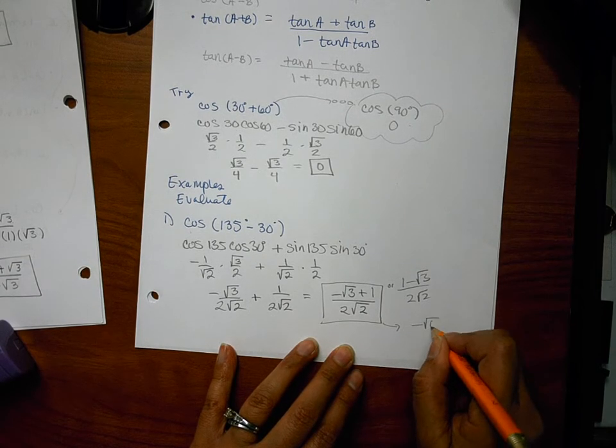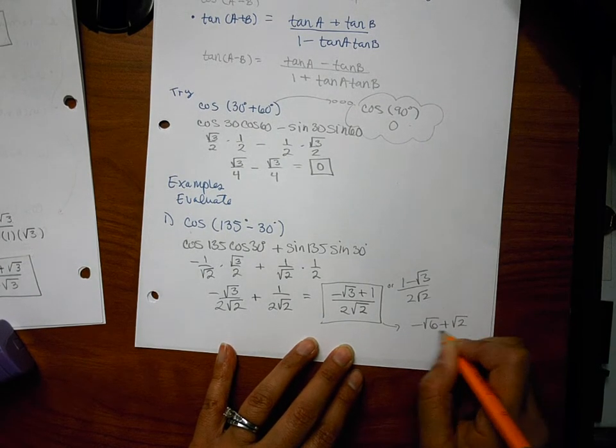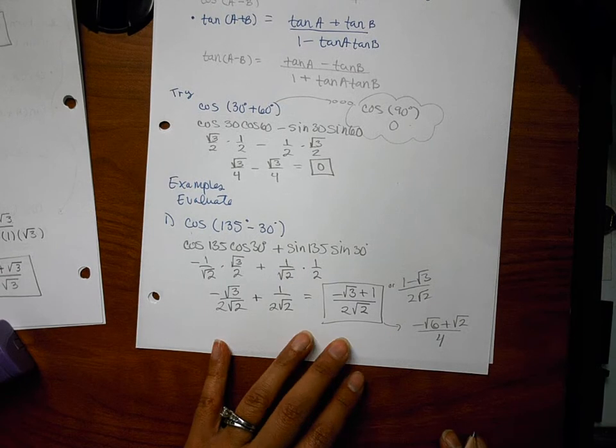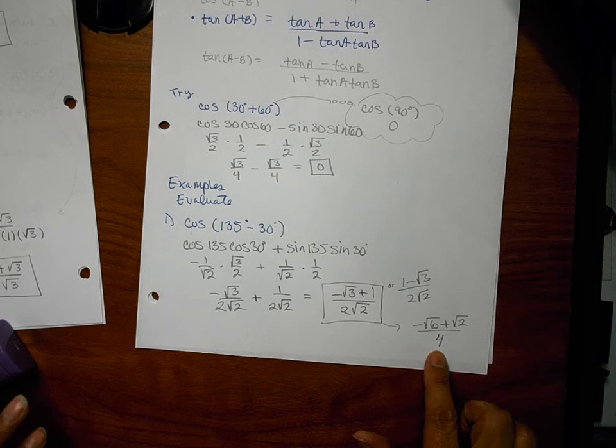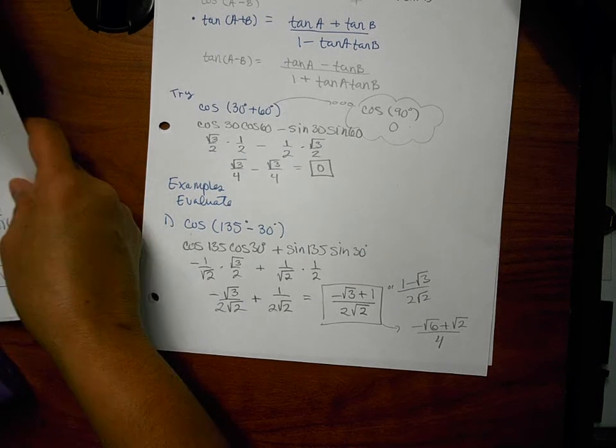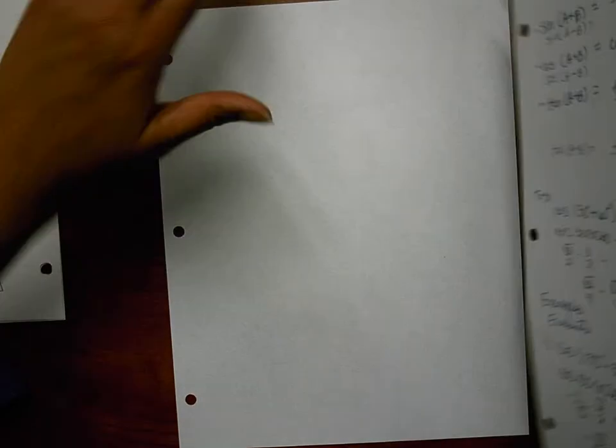I'll show you really quick. It would look like negative root 6 plus root 2 over 4 if you did rationalize. Again, don't have to, just throwing it out there. If you check the answers in the back of the book, that's what it's going to look like. Okay, moving on.